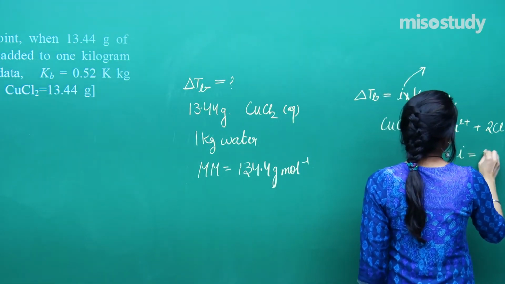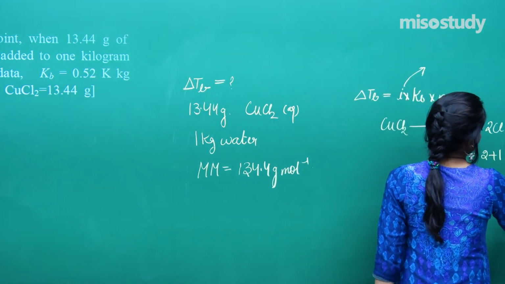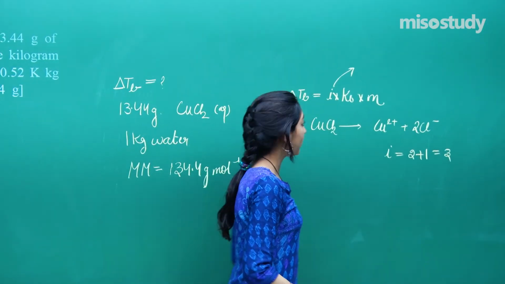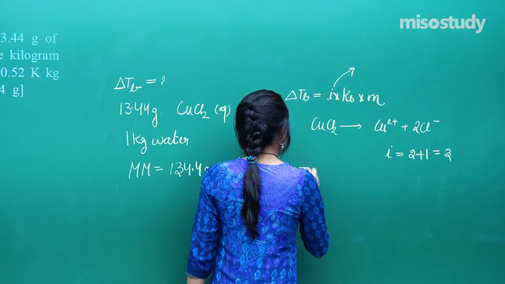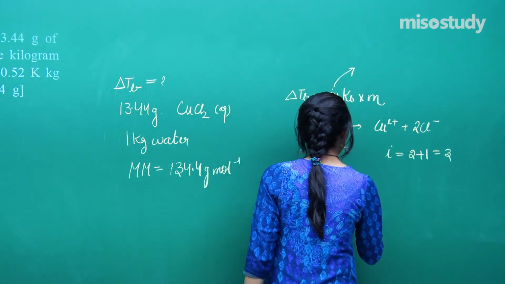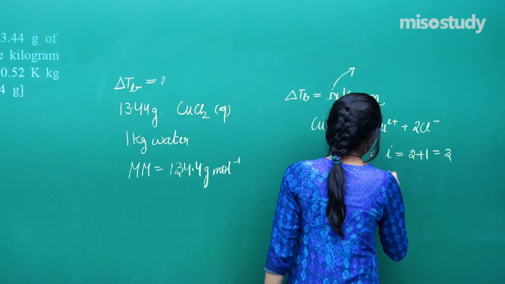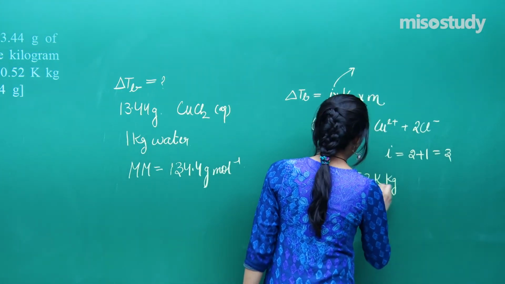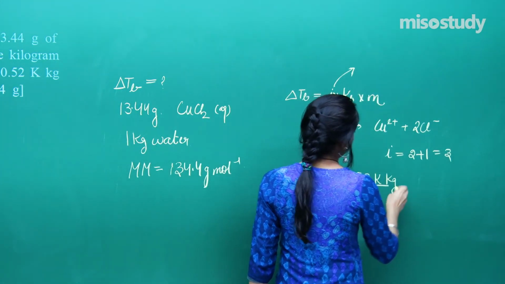So the value of i will be 2 plus 1, 3. Okay, and if I substitute the values, delta Tb I need to calculate. So 3 into Kb is 0.52 Kelvin kg per mole, multiplied by molality.